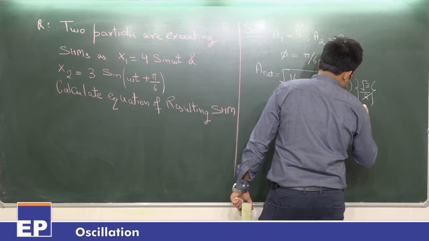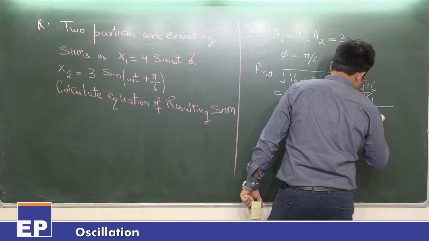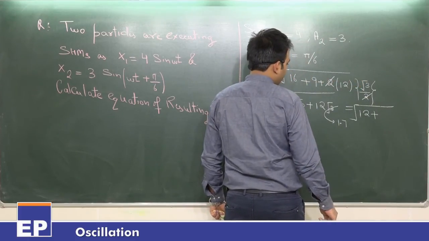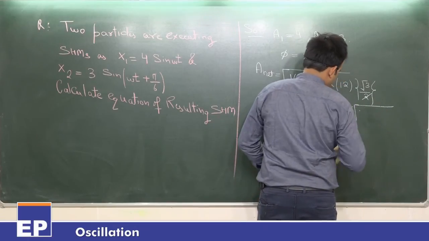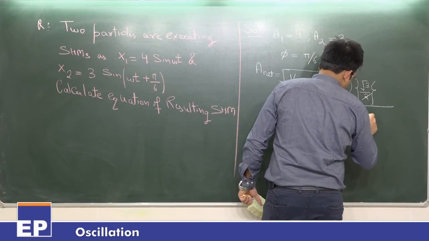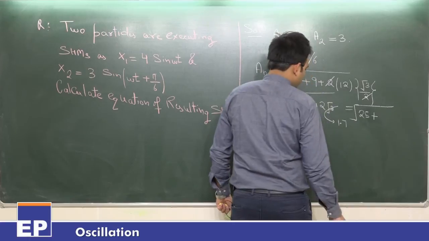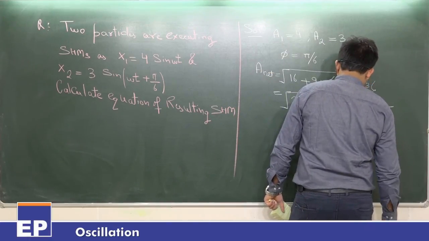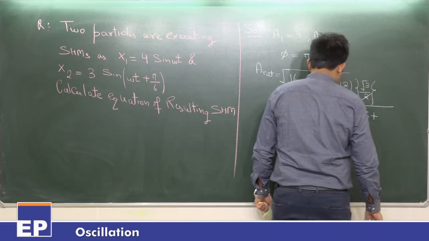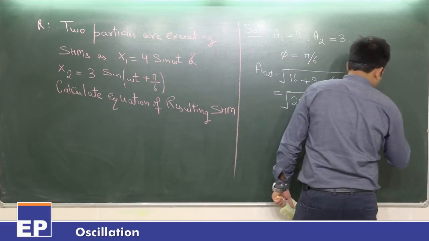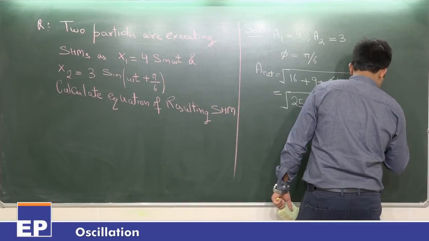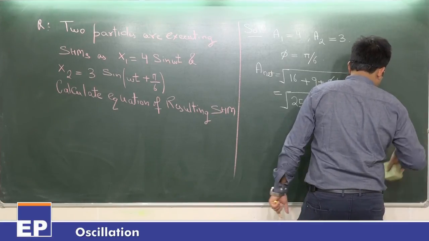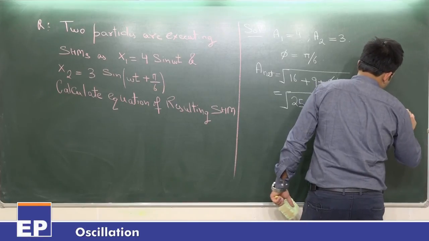This will become 25 plus 12 into 1.7, which is 20.4, so nearly root 45.